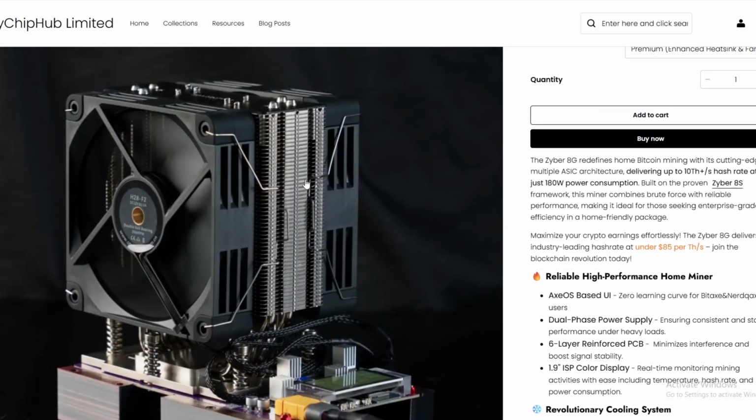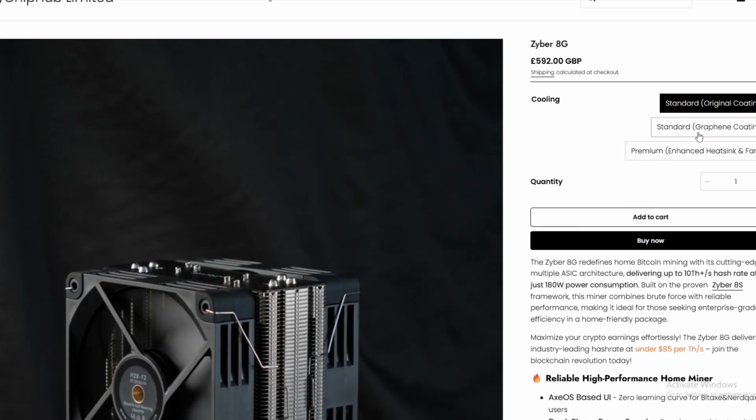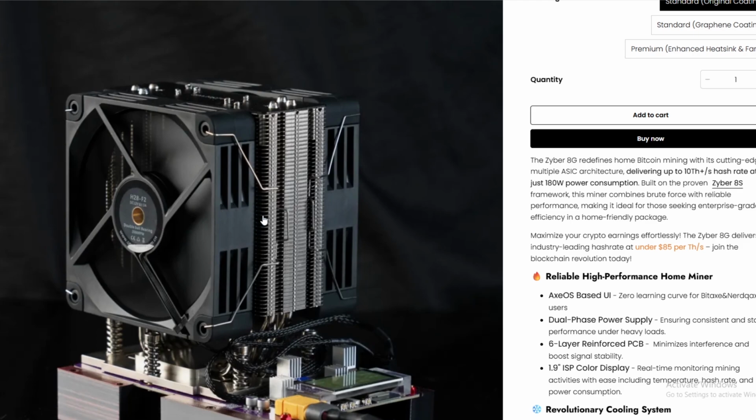So we could get this one and put some Noctua fans on it, and hopefully that has the same cooling solution. So I think they have a standard, which is what we have, and then the premium enhanced heatsink and fans is probably what we're looking at right here.